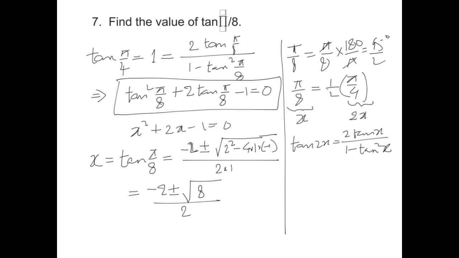And this comes to minus 1 plus minus square root of 2. But we know that pi by 8 is in the first quadrant, therefore tan pi by 8 has to be positive, and therefore the solution is square root of 2 minus 1. That's our answer. And now let us move on to the next question.